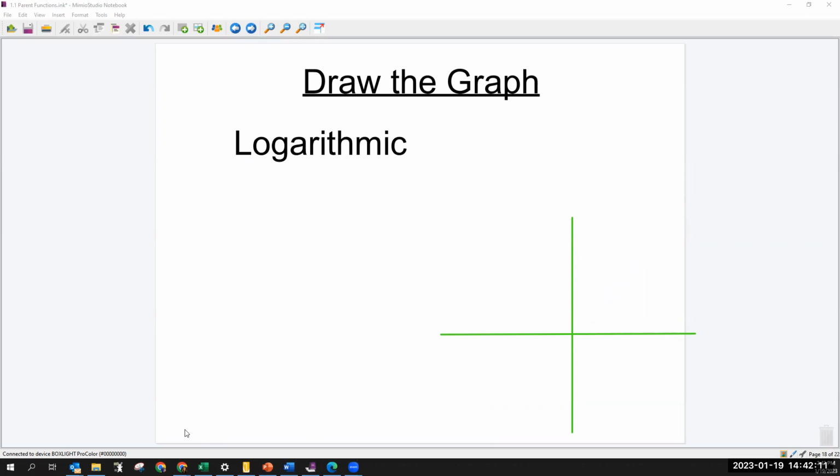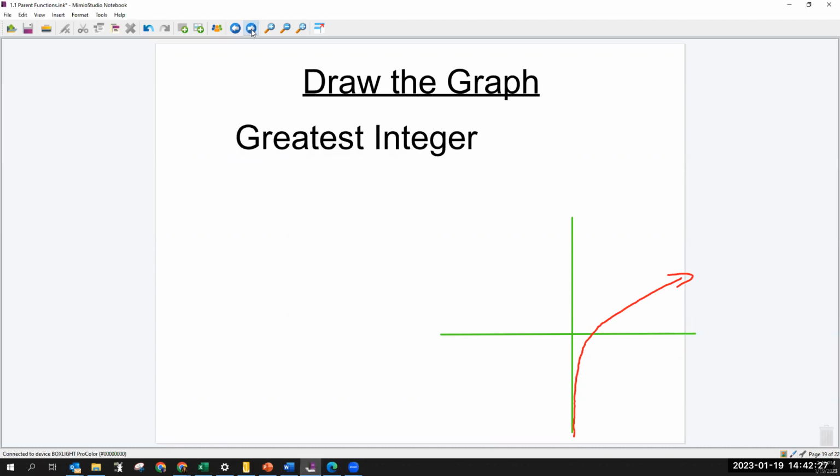So logarithmic's the inverse of exponential. So instead of hugging the x-axis, it's going to hug the y-axis. It's going to cross the x-axis at 1 and just kind of go up. All right, now I know this one's hard to do, but just best you can. Pause the video and try this one.